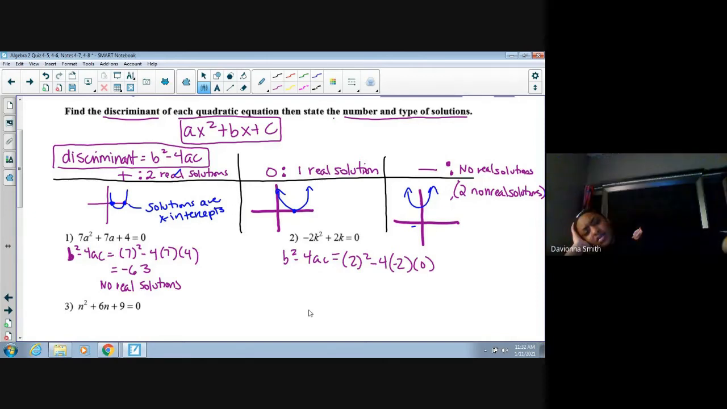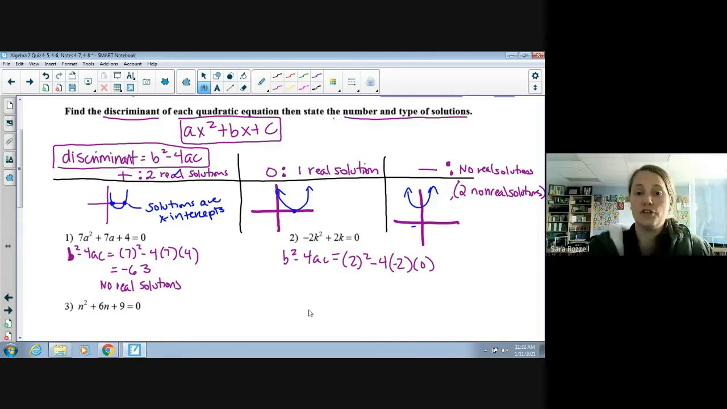What's the a value? Negative 2. A is always in front of the squared term, like this. A is always in front of whatever is squared. B is in front of just the regular variable, and C doesn't have one. So this would be A, this would be B, and then there's not a number by itself, so there's no C. So negative 2 is A, 2 is B.